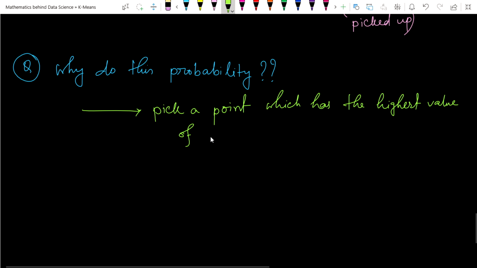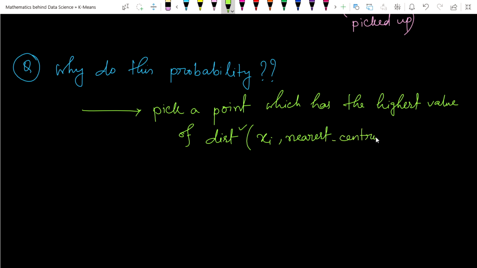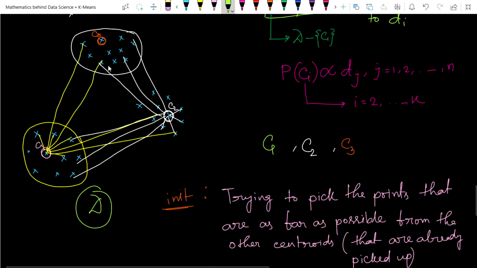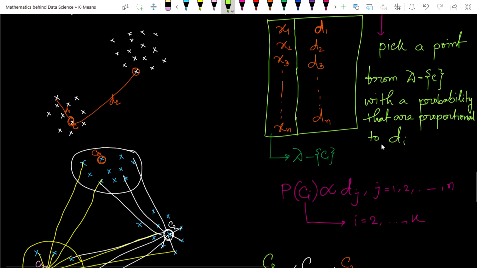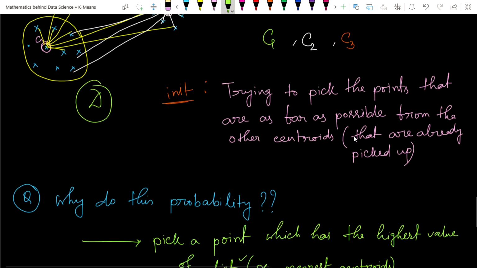The point which has the highest value of this distance square, the distance squared from the point xi to the nearest centroid. Why have we not picked a point that has such a large distance? Suppose from this point to this other one is large. Why have we not picked this point as a centroid? Why do we use some kind of probabilistic distribution here? What is the reason behind it?